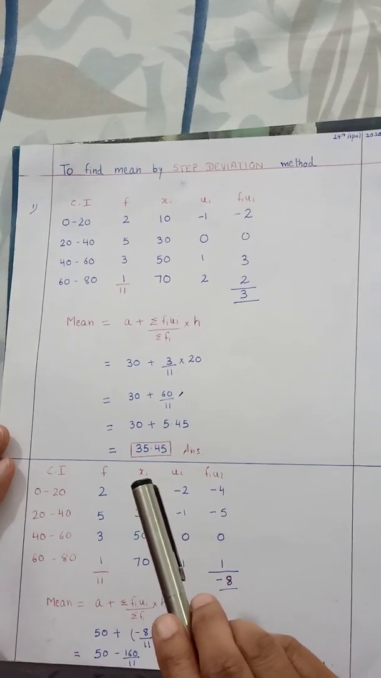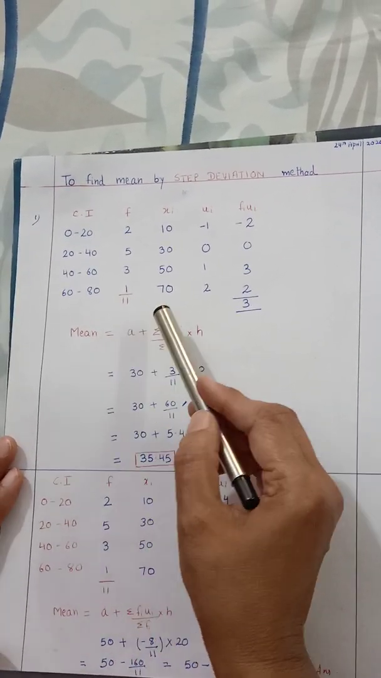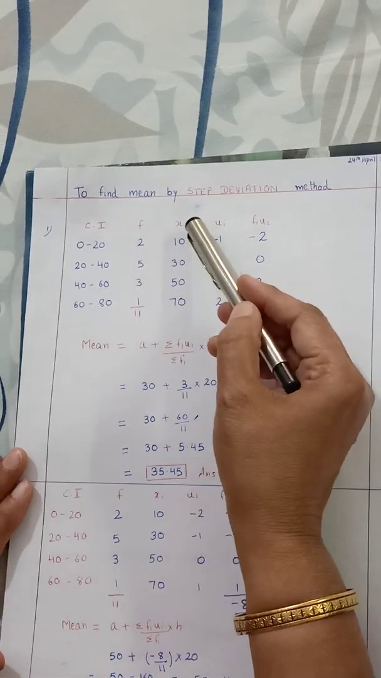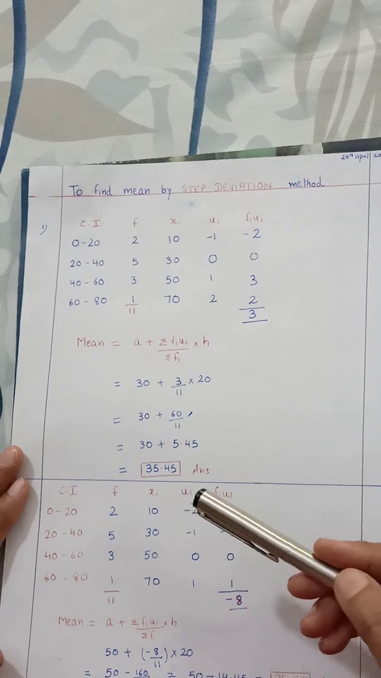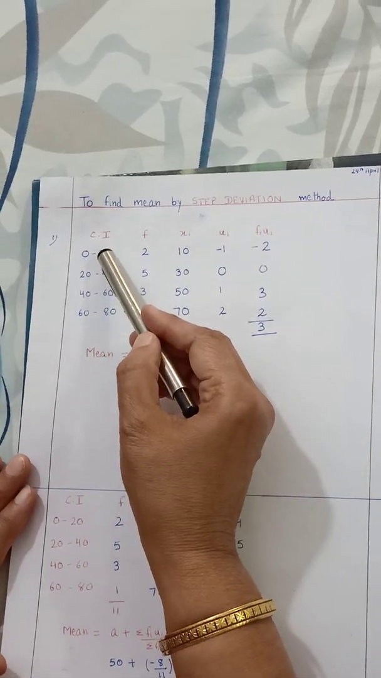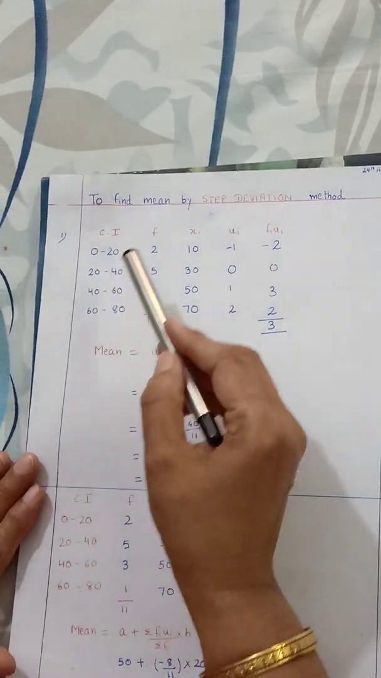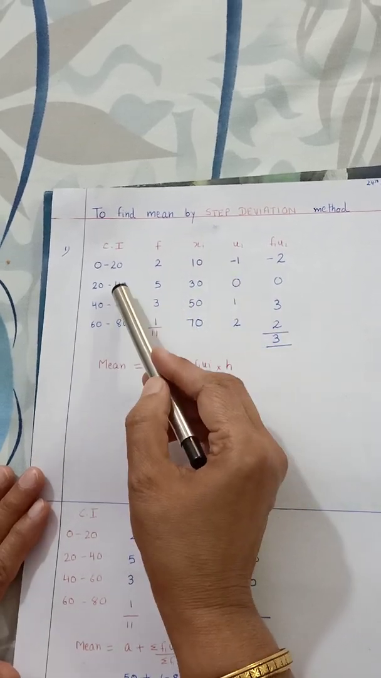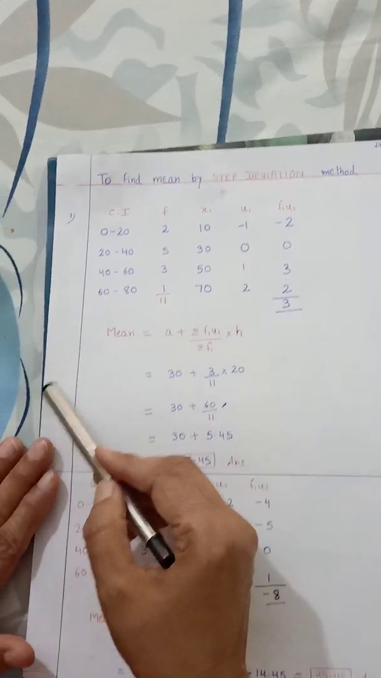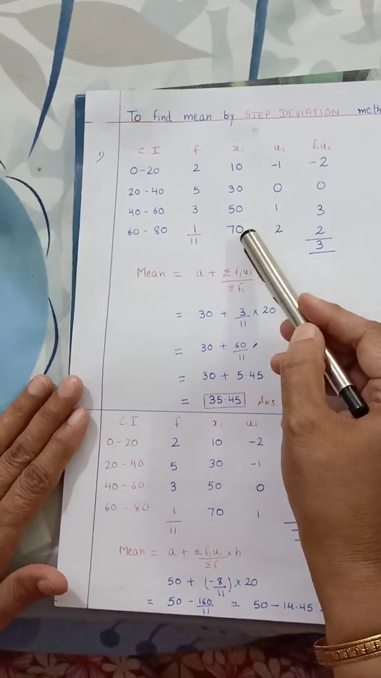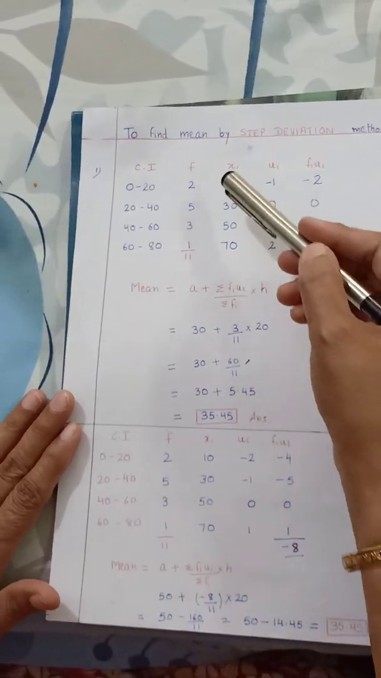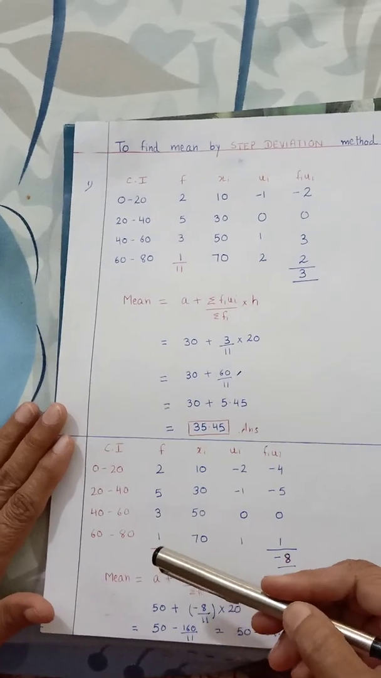First step will be the same. You have to find the class mark. The class mark is denoted by xi. And how to find class mark? Lower limit plus upper limit upon 2. So 20 upon 2 is 10, 60 upon 2 is 30, 100 upon 2 is 50 and 140 upon 2 is 70. So these are the class marks.